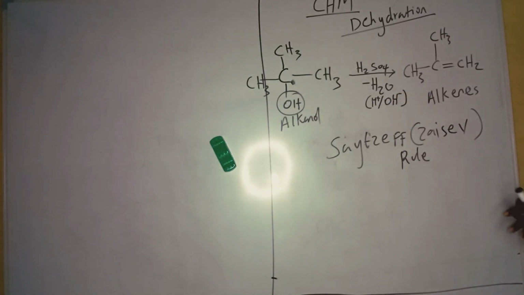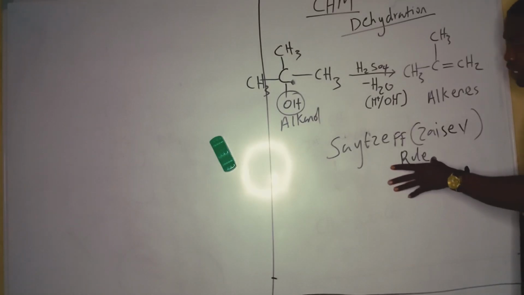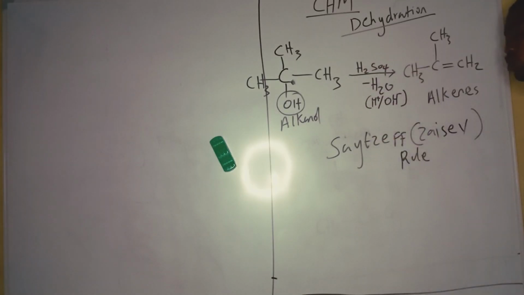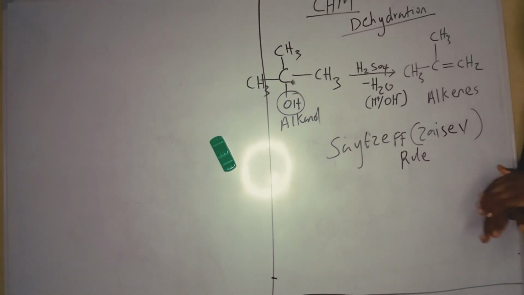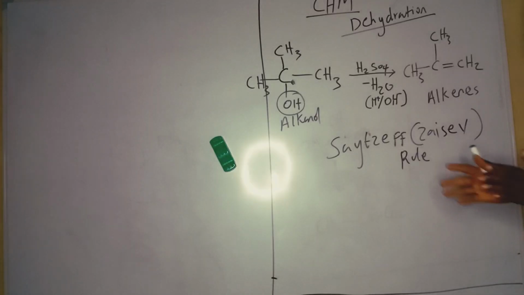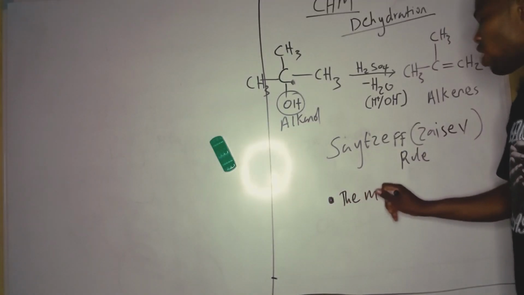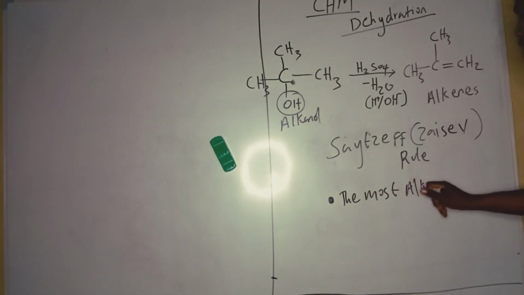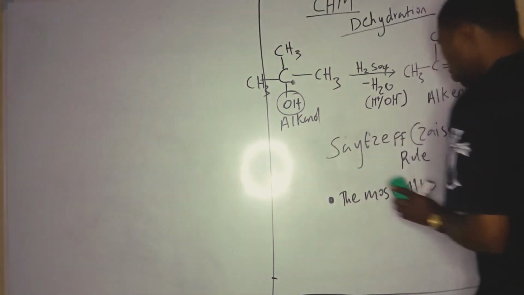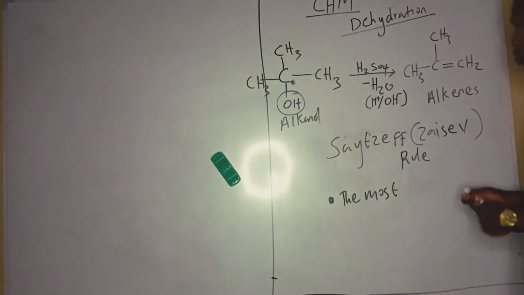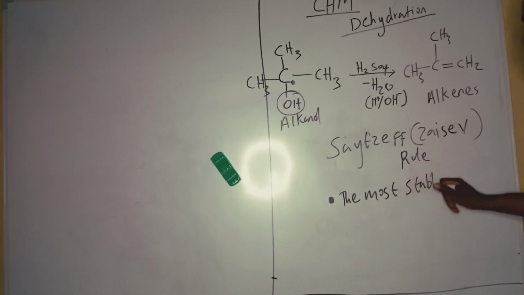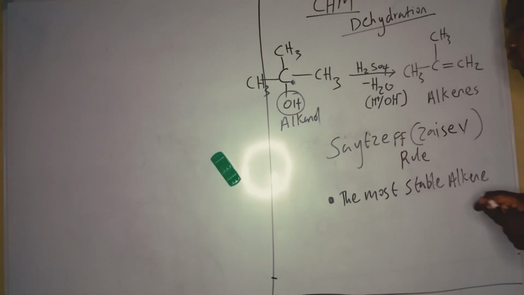So the Saytzeff rule is essentially an elimination reaction rule used in organic chemistry. Saytzeff observed that during elimination reactions, the most stable alkene is usually formed. So the alkene produced is usually the most stable alkene.